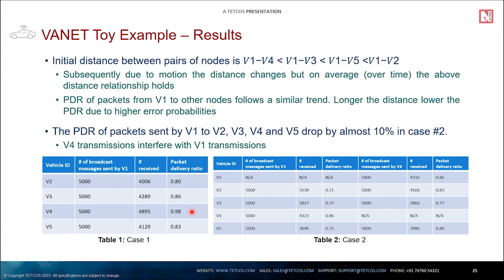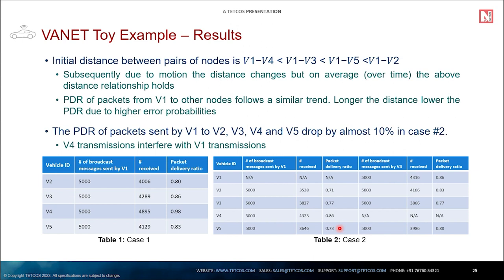In case 2, vehicle 4 also broadcasts BSM messages in addition to vehicle 1. Comparing table 1 and table 2, we observe that the PDR of packets sent by vehicle 1 to vehicle 2, 3 and 5 drops by nearly 10%. This is due to interference from vehicle 4 transmissions.